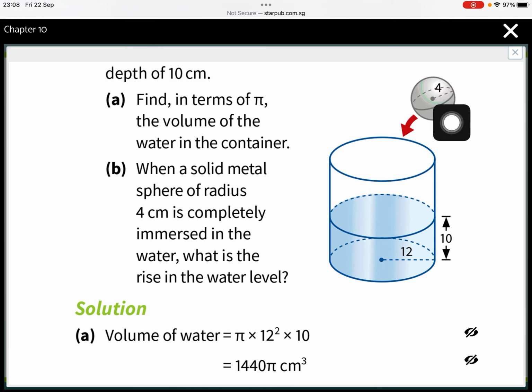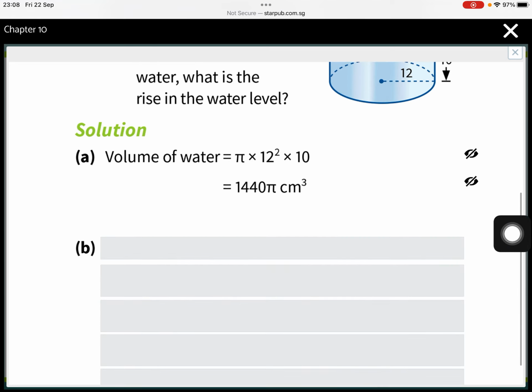First you need to calculate the volume of the sphere. After you calculate the volume of the sphere, to account for it being added over here, you take this volume divided by the surface area, and you get the height increase. So volume of sphere is 4 third pi r cube.